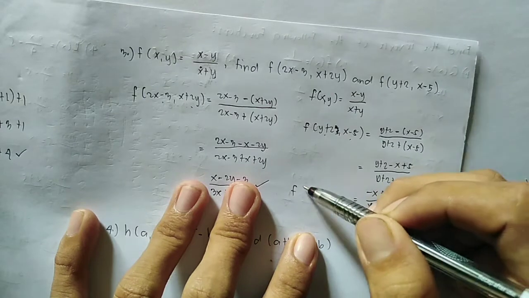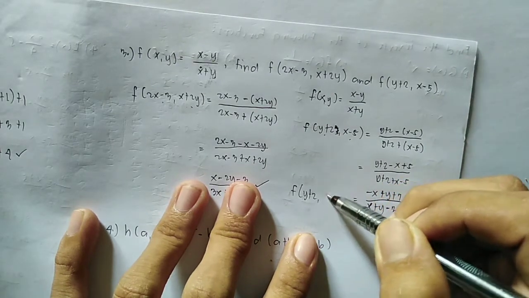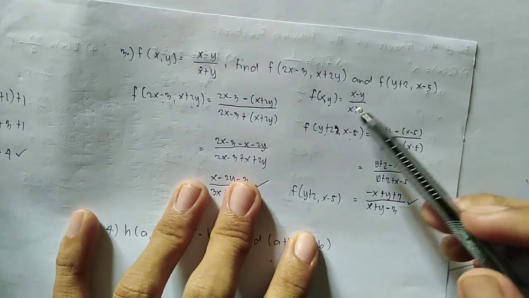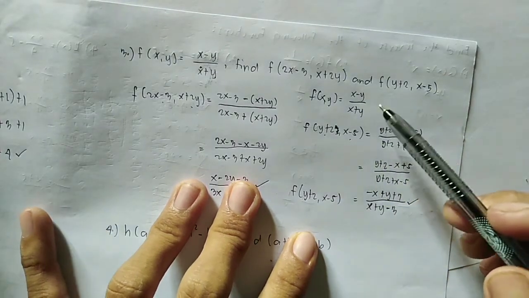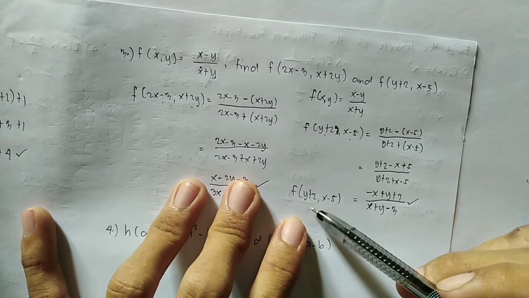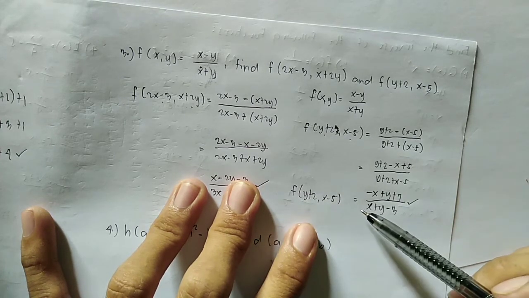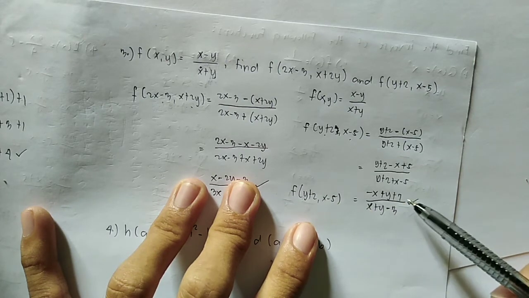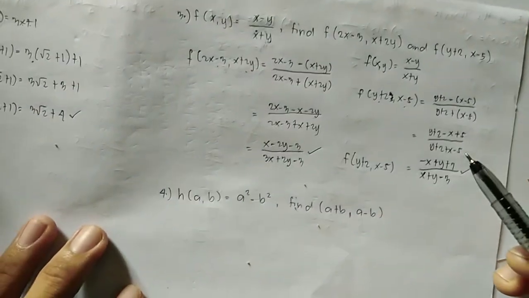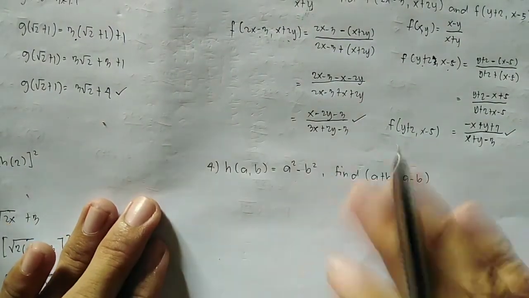So our function defined by f(x, y) equals (x minus y) over (x plus y), which is the original given function, evaluated at the indicated values of y plus 2 and x minus 5, the result will be (negative x plus y plus 7) all over (x plus y minus 3). So that's it. Okay, so let us move to example number 4.